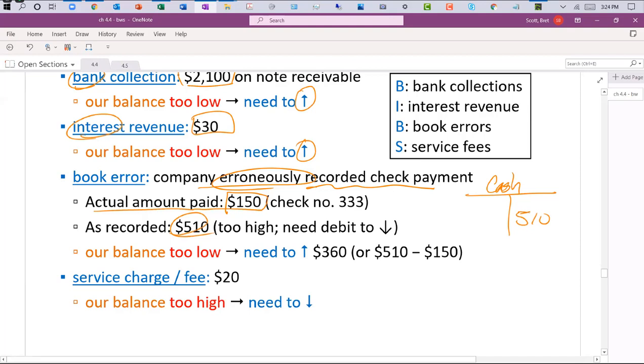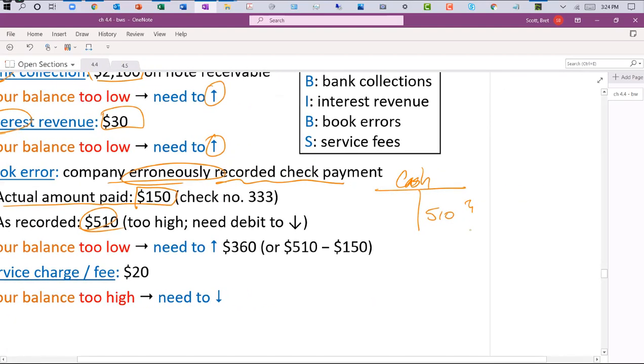It seems reasonable to say, oops, we screwed that up. We should just go ahead and erase it and plug in 150. We don't do that in accounting. If we mess up, we leave it in there. Yes, it's an error. Then we just figure out what we need to record to offset the portion that's wrong. 510 was what we credited. It should have been 150. So how do I decrease this down to 150? I'm going to record a debit of 360.